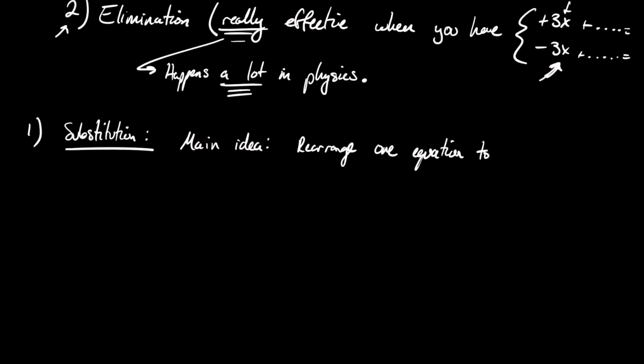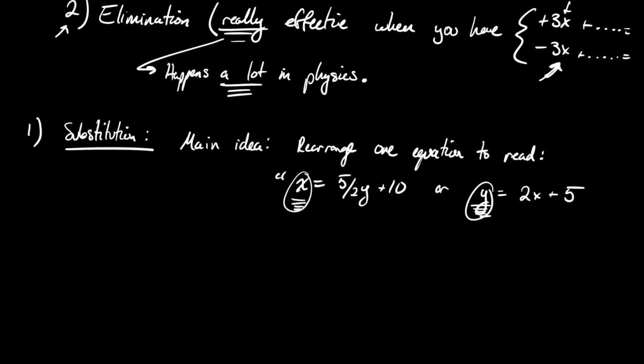You're going to rearrange one equation to read something like x equals, I don't know, 5/2 y plus 10. You want x by itself. Or alternatively, you might choose to get y by itself: y equals 2x plus 5. The real key is you need one variable to be sitting all alone on a side of one equation.